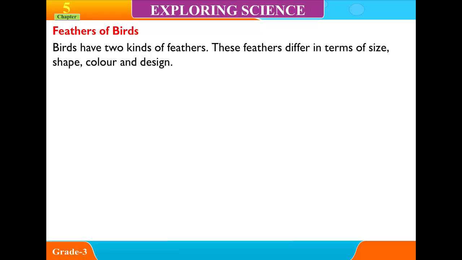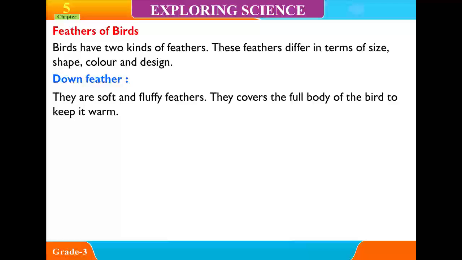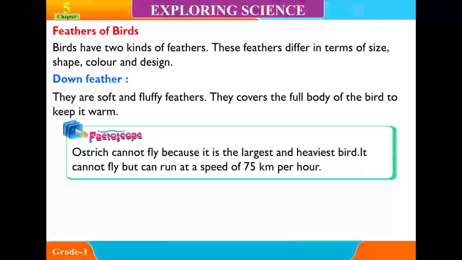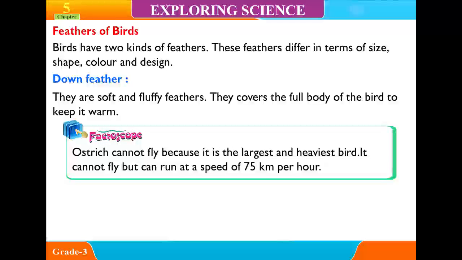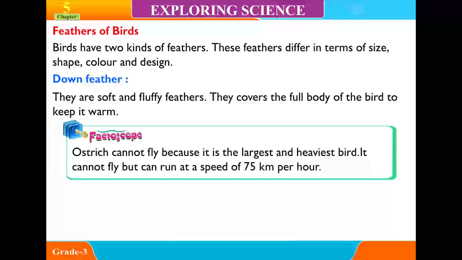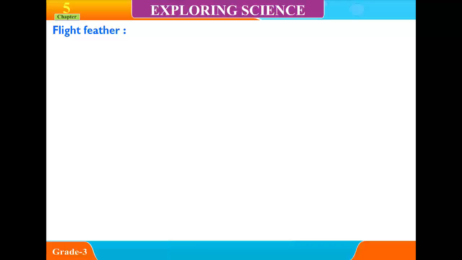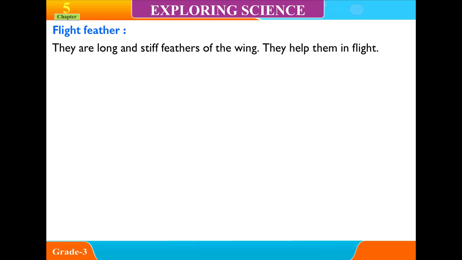Feathers of birds. Birds have two kinds of feathers. These feathers differ in terms of size, shape, color, and design. Down feathers are soft and fluffy feathers. They cover the full body of the bird to keep it warm. Ostrich cannot fly because it is the largest and heaviest bird. It cannot fly but can run at a speed of 75 km per hour. Flight feathers are long and stiff feathers of the wing. They help them in flight.